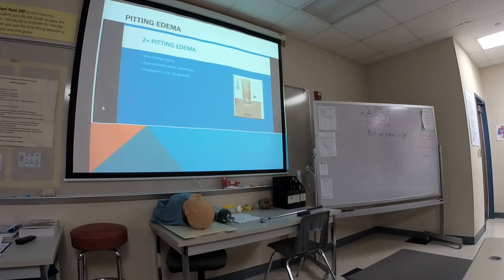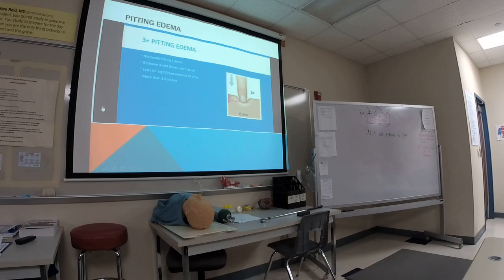So the next step up is 2+ pitting edema. This is mild pitting edema, and the indentation is approximately 4 millimeters when you push your finger down. And different guidelines have different times, but typically it's about 10 to 25 seconds. So this short amount of time, and usually goes back to normal, and you can't tell that you've pushed down on the skin.